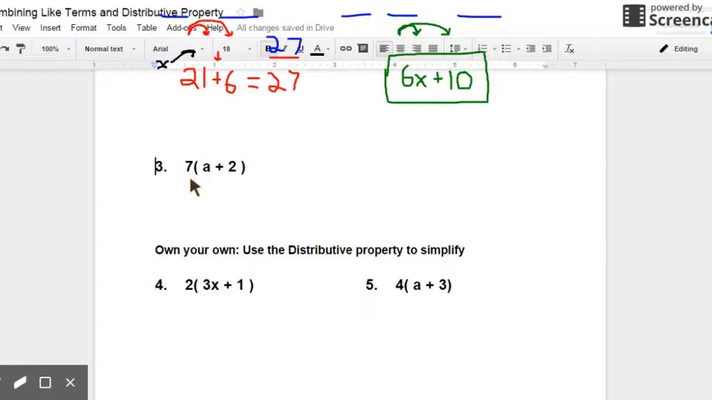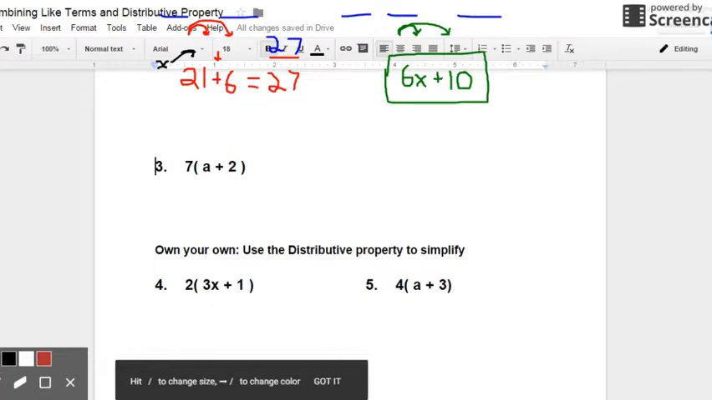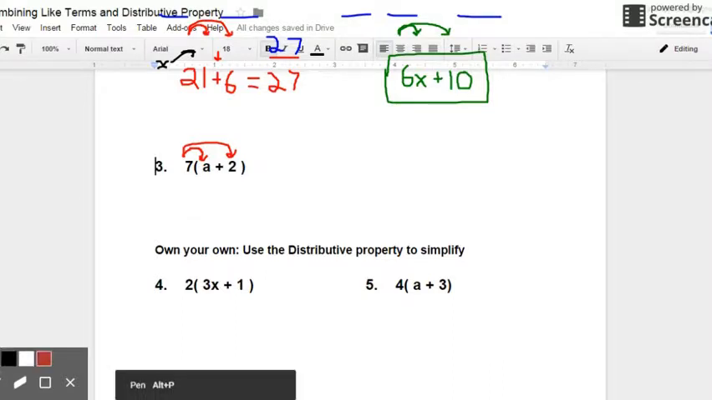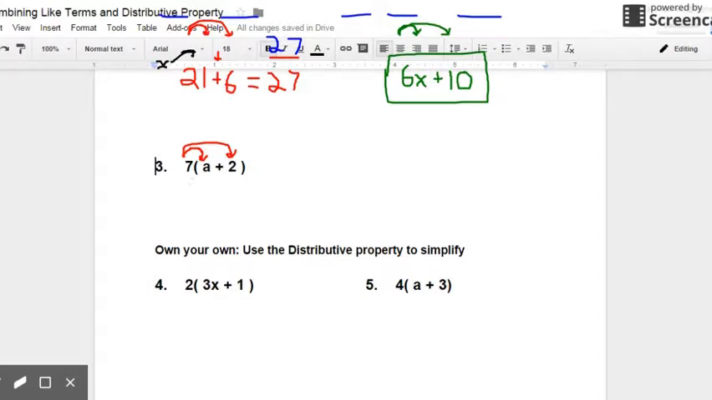We have 7 on the outside. 7 is being multiplied by a plus 2. So just like before, we're going to distribute. The 7 gets multiplied by the coefficient in front of a, and 7 gets multiplied by the 2. Where everybody says, well, Mr. Montgomery, there's not a number in front of a. Remember, we talked about this quite a bit. There is always a number in front of a variable. If it's 0, well, then the variable wouldn't exist, because 0 times anything is 0. It goes away.